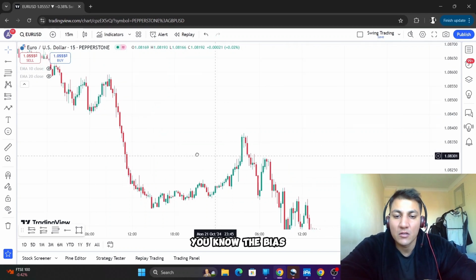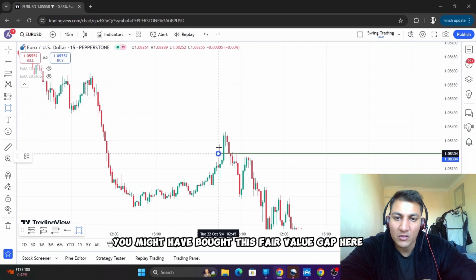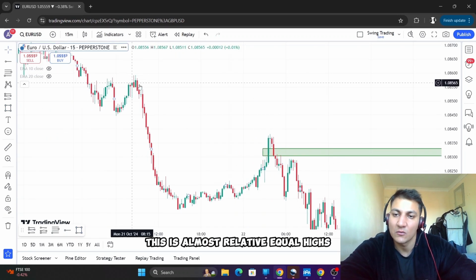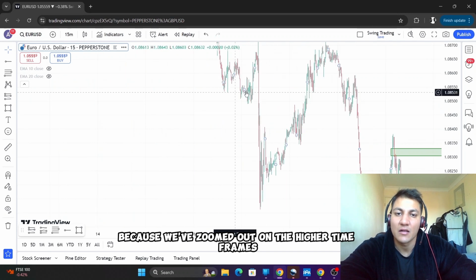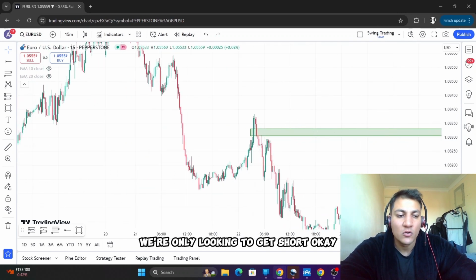Because if you didn't know about the bias, you might have bought this fair value gap here, right? We mark this out. You might have bought this fair value gap here and targeted these highs up here. You might say, oh, this is almost relative equal highs. But because we've zoomed out on the higher time frames, we know we're bearish. We're not going to fall for any of that, right? We're only looking to get short.